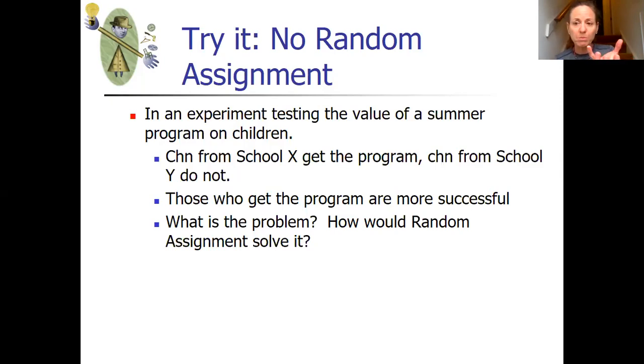Well, what we would do in random assignment, we'd take all these kids in a big group and we'd flip a coin with every single kid. Heads, you're in the summer program. Tails, you're not. Heads, you're in the summer program. Tails, you're not. And you just do that with every single kid. Now you've got two groups.